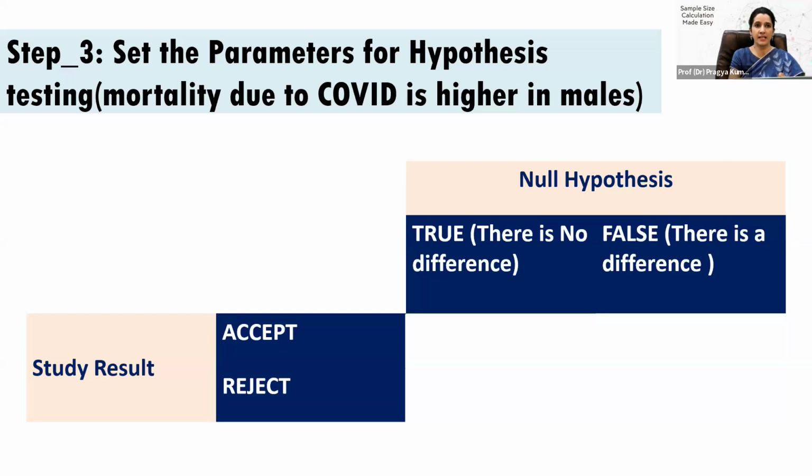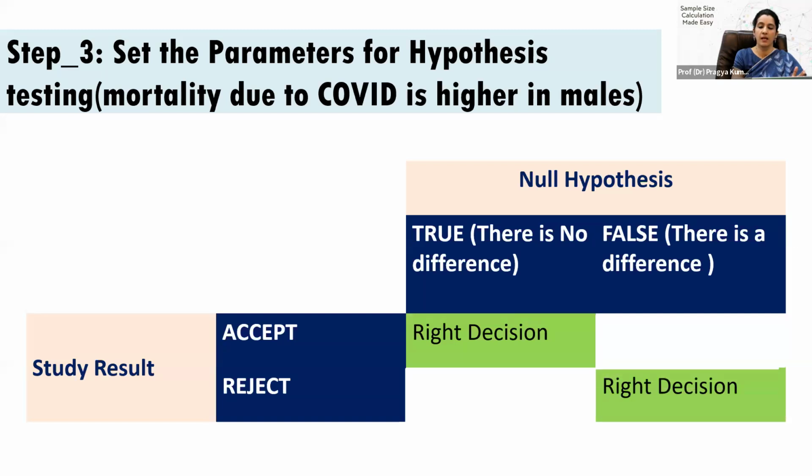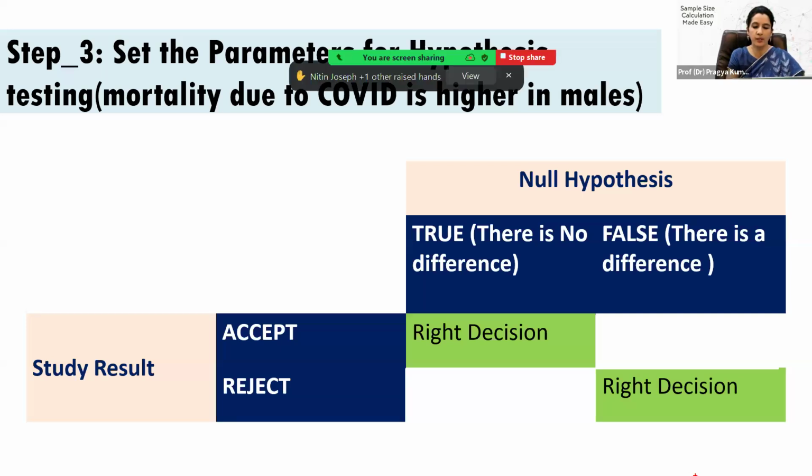We have discussed earlier also about the null hypothesis and your study hypothesis. In this case, if I say that mortality due to COVID is higher in males, and my null hypothesis says that there is no difference, and I accept it, the result in these two quadrants is the right decision. If the null hypothesis is false and I reject it, this will not lead to any problem. If the null hypothesis is true and I accept it, there is no problem.